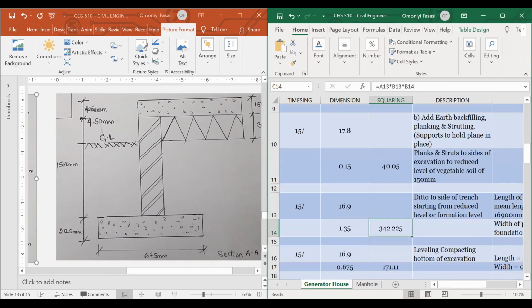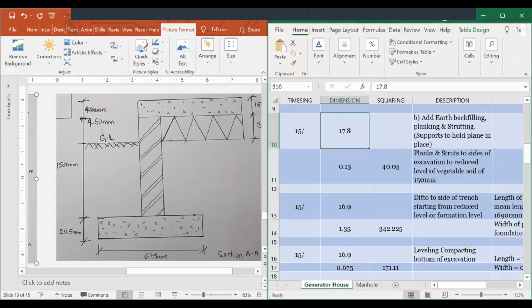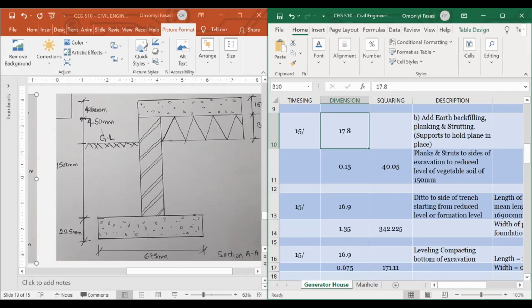Then you do the same thing for your trench. That's 17.8 up there. 17.8, 17.8. Yeah, I already explained that. 17.8 is the length of the excavated area. We calculated before that the length of the excavated is 5.450. I think the question should be: why are we using 17.8 instead of 16.9?